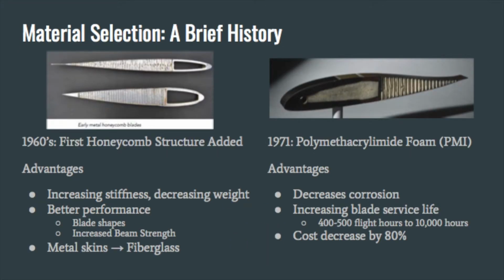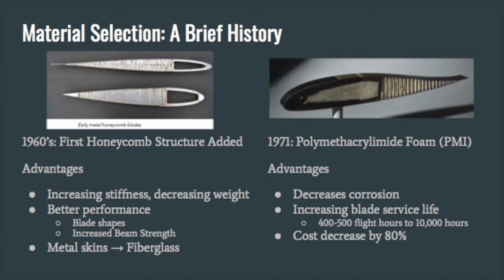The next design advancement came in the 1960s when a honeycomb core was added between 2 metal skins to replace the monolithic metal blade. Such a change increased stiffness while decreasing weight. This original sandwich structure design allowed for higher performance due to better blade shapes as well as increased beam strength. These blades then advanced even further with polymeric composites.